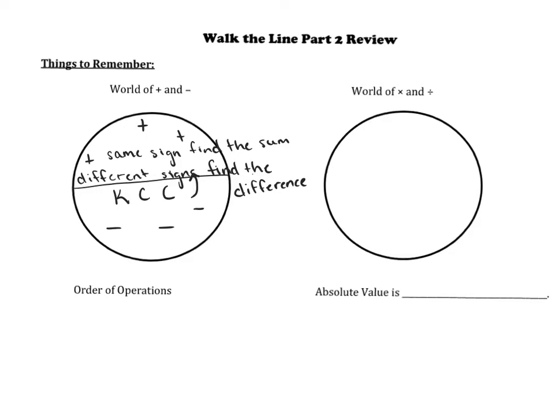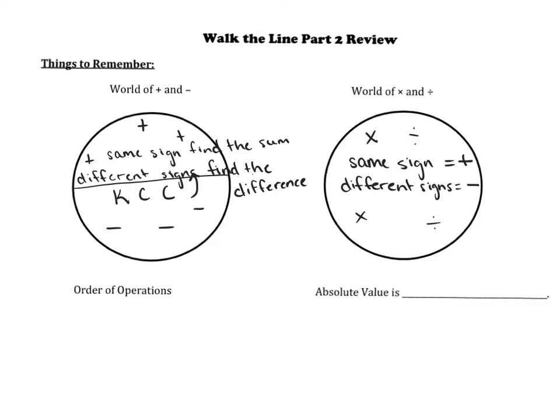But multiplying and dividing get along really well. They live in the same world. There's no need for a sign because their rules are the same. That if it is same sign, the answer is a positive. Different signs, the answer is a negative.